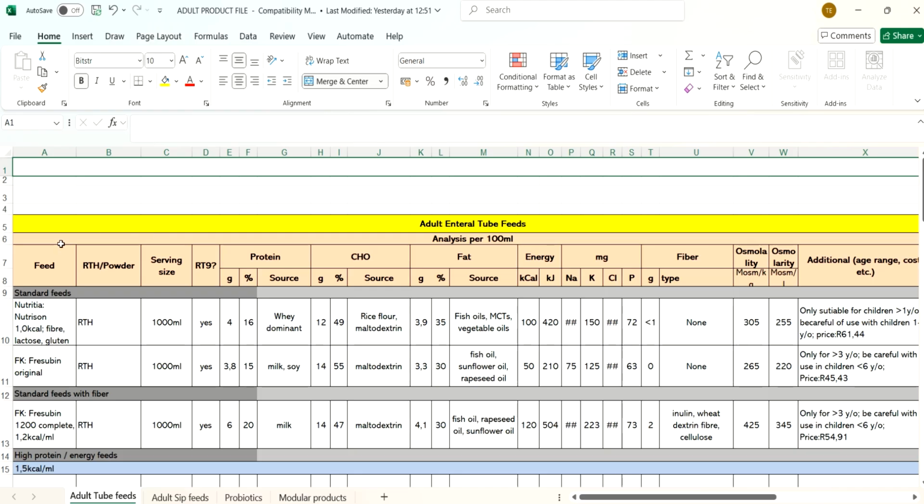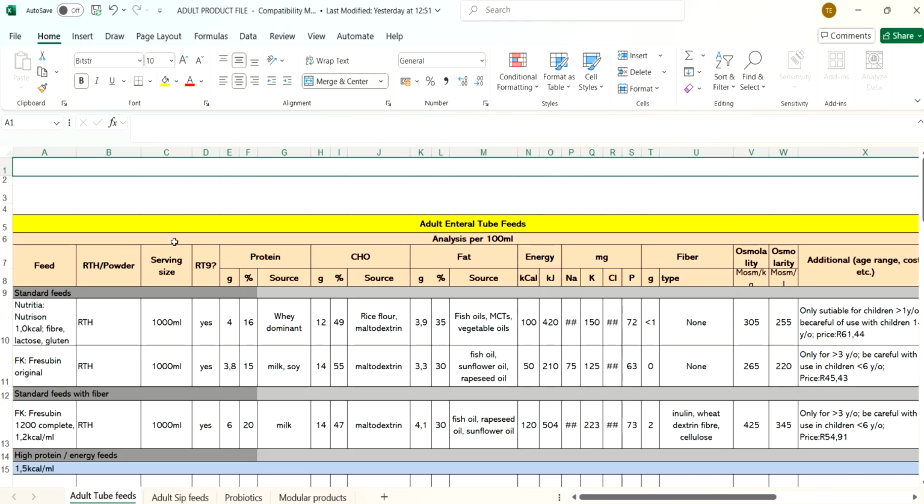So the first column we have is the feed. Then we have whether it's a ready to hang or a powder. So ready to hang, it's already in a liquid form. It's basically ready to use to feed a patient, right? Then we have the powder form because powders can also be used for enteral feeding. You obviously need to mix it and then put it in a bag or in a cup, and then the nurses would feed the patient with that.